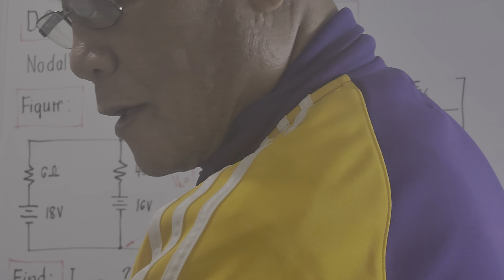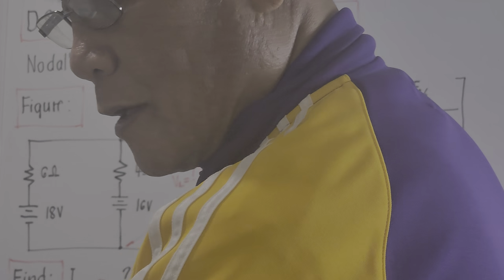For the superposition, we'll first consider the 18 volts. So we short the 16 volts, so it seems this 16 volts is gone. We short out the 16 volts.